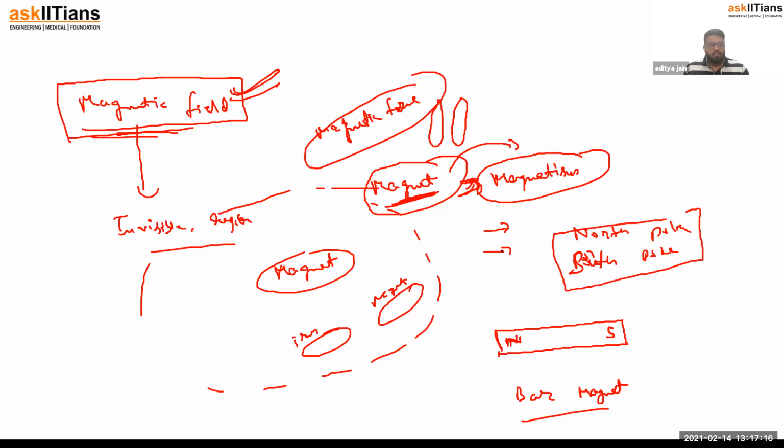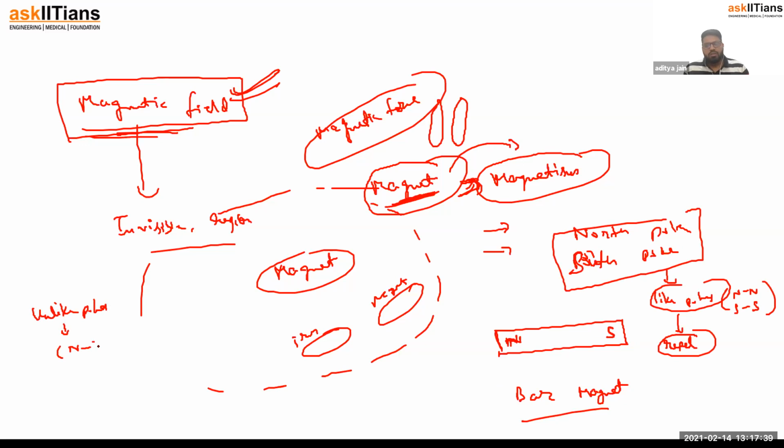And there is a property also that North Pole and North Pole, or South Pole and South Pole, that is, like poles, meaning north facing north or south facing south, will repel each other. And what about unlike poles? Unlike poles means north and south are facing each other. So unlike poles will attract each other.